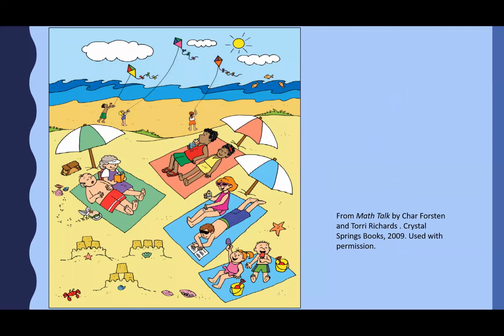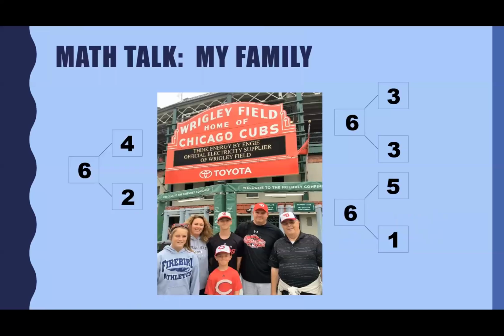Back here in our beach picture, have kids find situations here where they could tell those stories. I could say there are 11 people at the beach today. 3 are flying kites, 8 are on blankets. There are 11 people at the beach today. So have kids practice telling that story from that whole into the parts, back to the whole again. Now you can see I have mine set up in what we call a number bond, where we show the relationship between the parts and the whole.